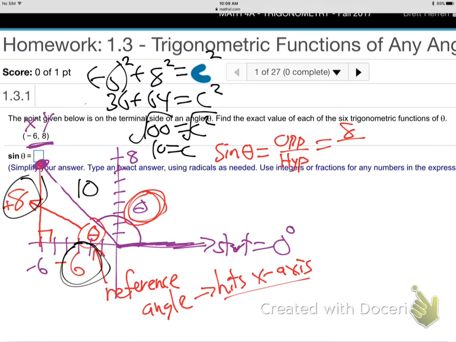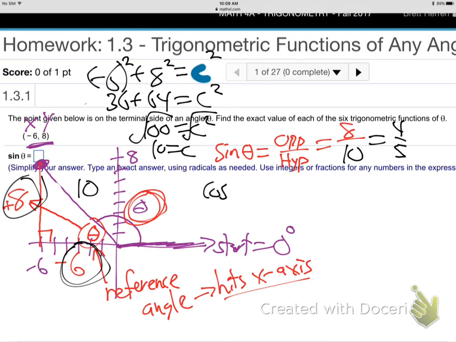Okay, so coming back over here now, so what's the sine? Opposite over hypotenuse. Opposite is the plus 8. The hypotenuse is the 10. And so reduce that fraction: 4/5. Good so far?